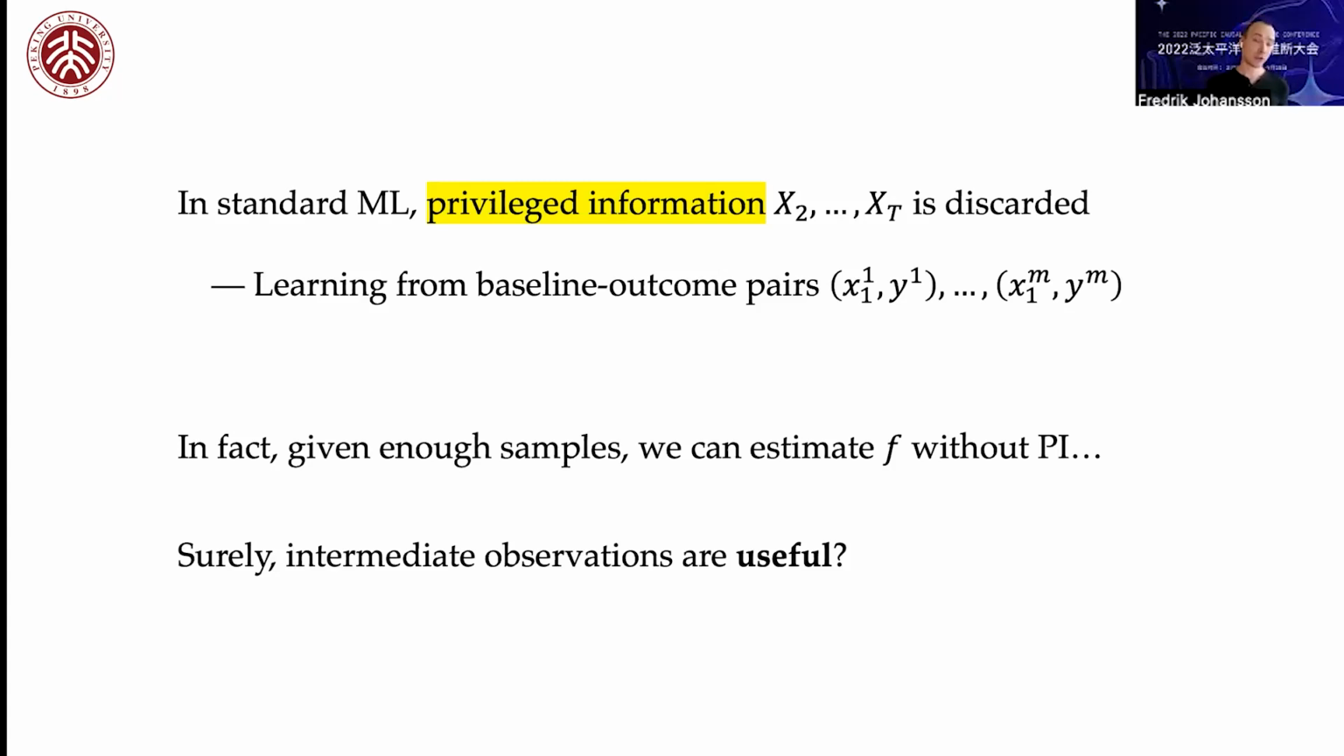And of course, if we collect enough samples, if M is large enough, then we can get the kind of estimate that we want. Just throwing away the privileged information will still lead to consistent estimation. We can still get a good approximation that way. But surely it should be that these intermediate values are useful somehow. And of course, yes, it turns out that this is the case.